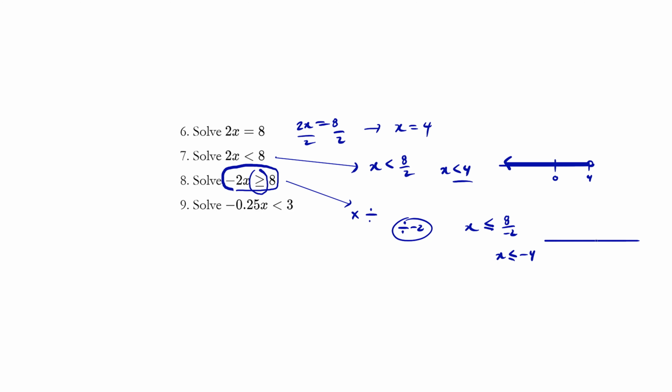Let's draw the inequality. Let's draw the number line here. We have 0 here. We have negative 4 over here. And this time we include the endpoint and you say x is less than or equal to it. So there's an arrow going this way.